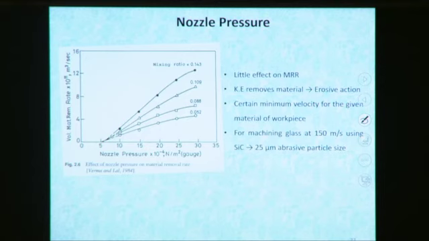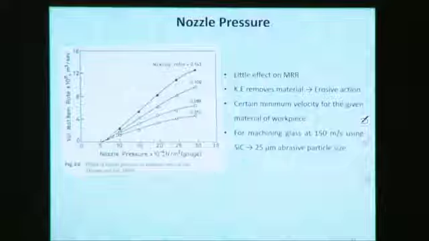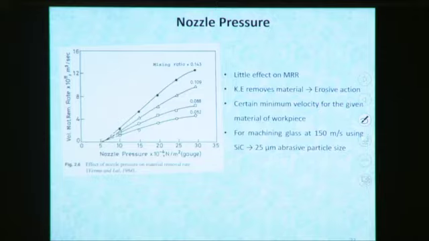So nozzle pressure has a little effect on material removal rate. So this kinetic energy removes the material. Because of this kinetic energy, this erosion takes place on the workpiece surface. A certain minimum velocity is required, so this is called the critical velocity. So this is the critical pressure, a certain minimum critical pressure is required.